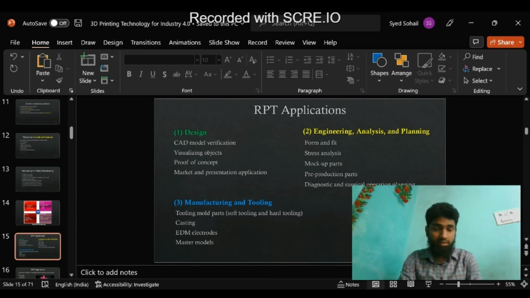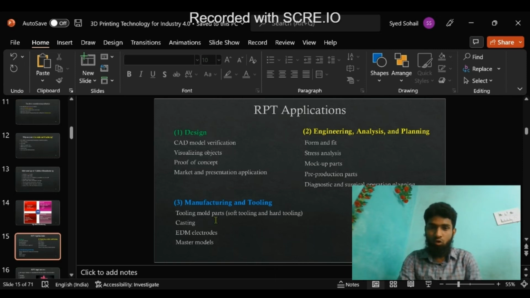Diagnostic and surgical operation planning. This is another use case in medical, where they are using it for pre-planning of the surgery, so that the doctor is able to see what the operated area is actually like.